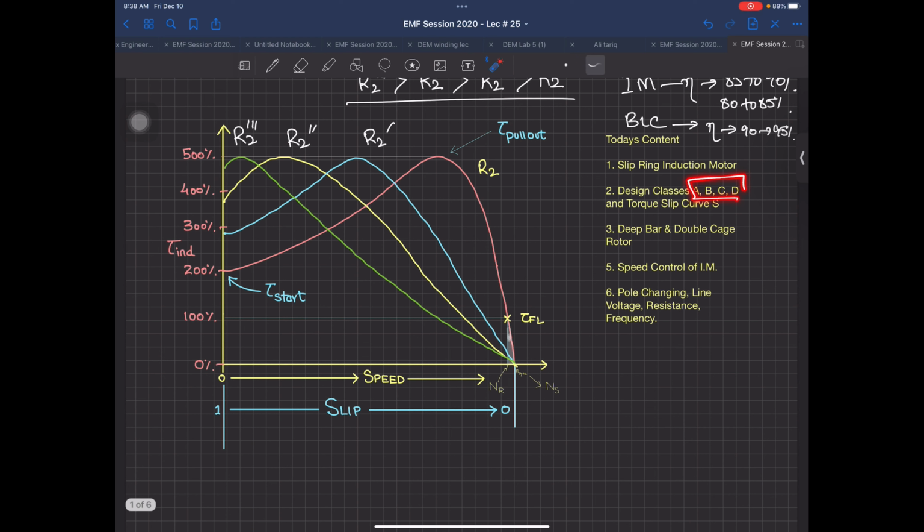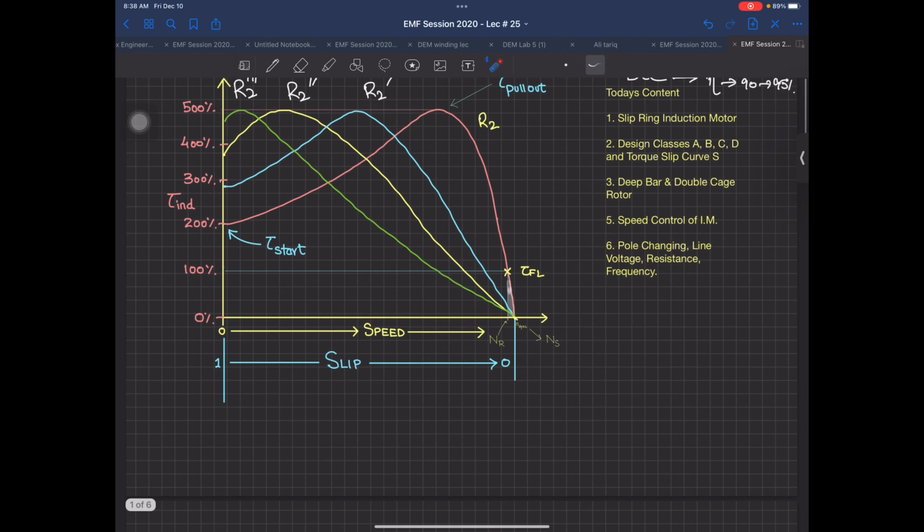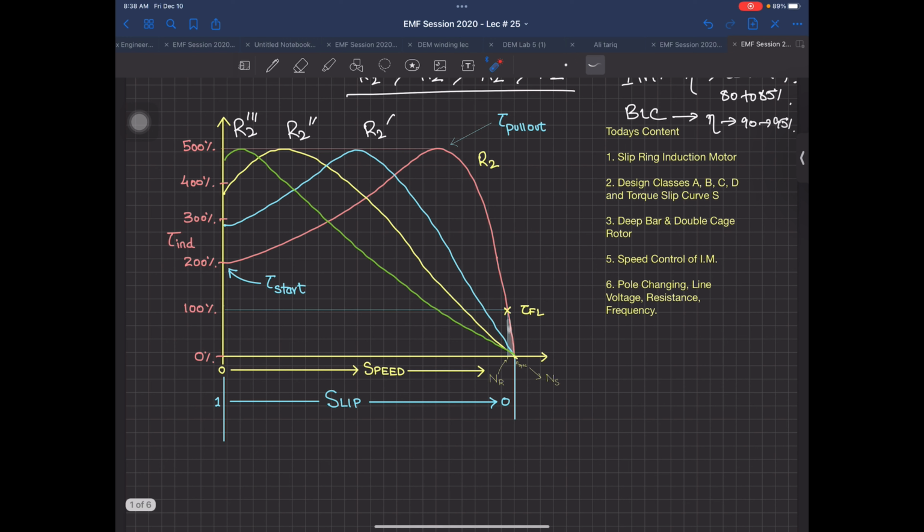Now coming back to Pakistan, we have only 4 design classes: design class A, B, C and D. So we have to come back to how these A, B, C and D classes are defined. One very important thing whenever these design classes are discussed: we want a very high starting torque, and we want this region to be very small. So we have to make a motor.